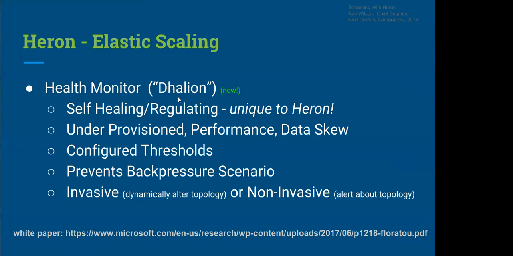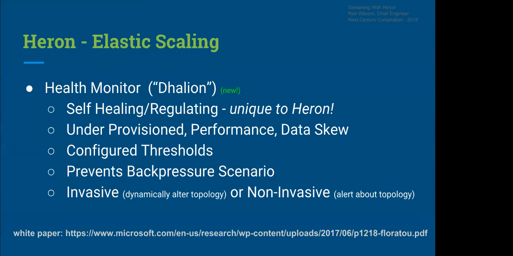Just to note, the elastic scaling is called Dhalion. It was actually written, I think, by Microsoft developers, since there are a lot of different groups in the mix working on this project. And this is the stuff that's self-healing. You can have configured thresholds and prevent the back pressure scenario that we already talked about. Having been able to test this, you can do invasive health monitoring with Dhalion, or non-invasive where it just alerts you. Invasive will actually dynamically alter your topology on the fly, whereas non-invasive is just going to alert you about it.